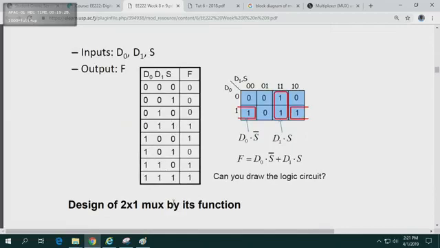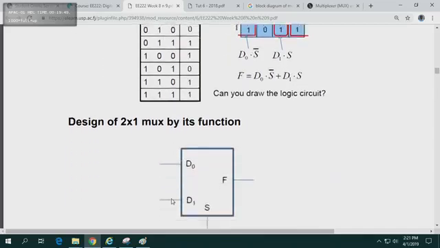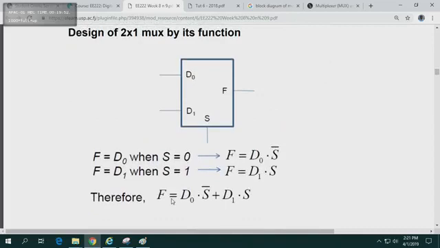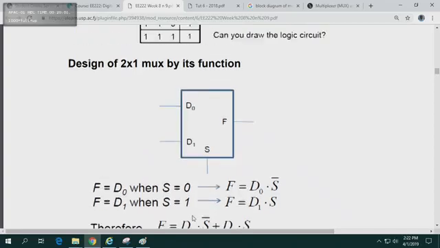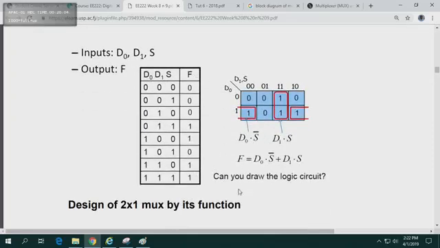Your data is your data input, and your selector is your selector input. So there are 2 sets of inputs and 1 output. This is what your equation looks like: F is equal to D0 S bar or D1 S. If you want, you can always go back to basics and design your system like this.